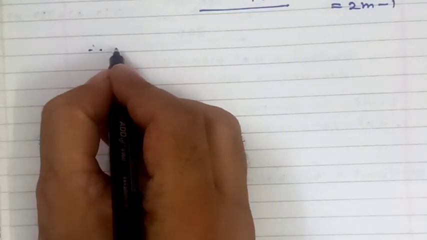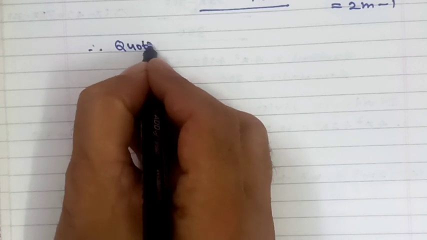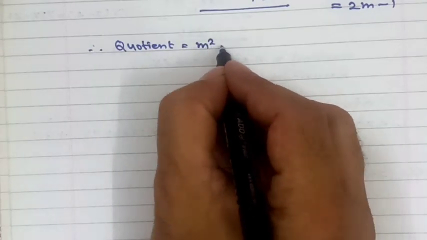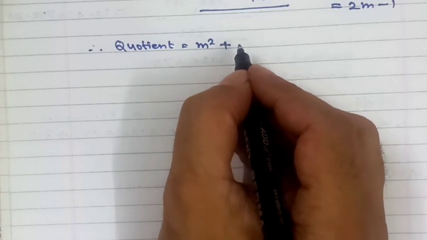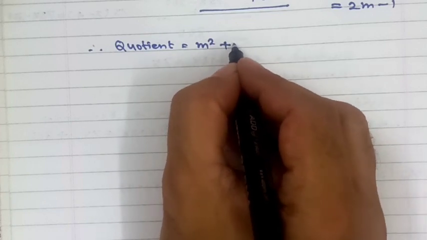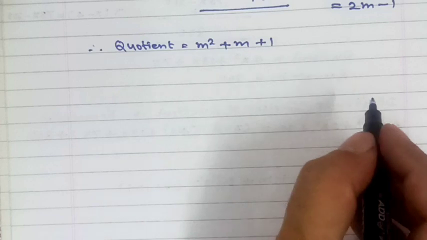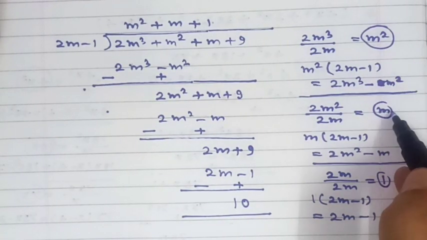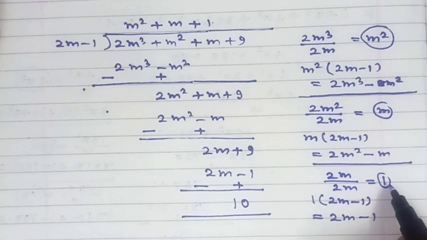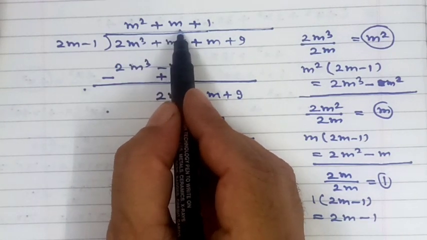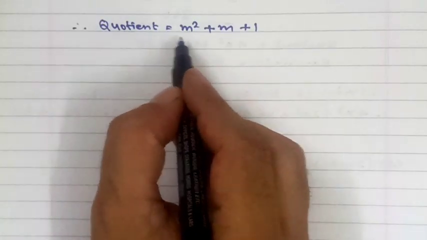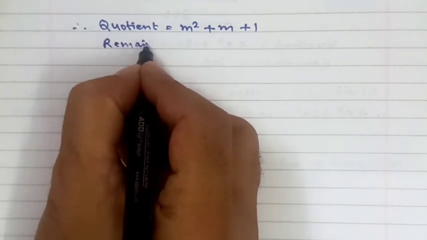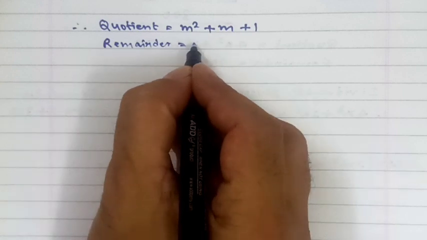Now write down quotient. Quotient is m square plus m plus 1. Look at once again, m square plus m plus 1, which you have written here. Quotient is m square plus m plus 1 and remainder is 10.